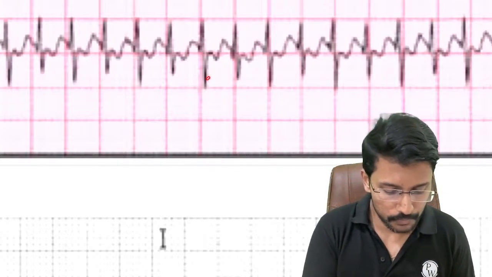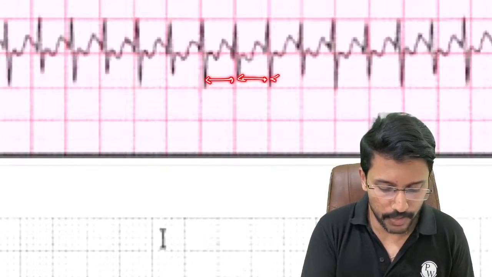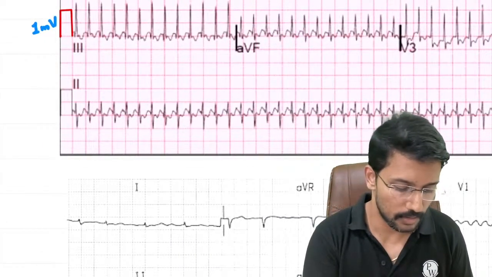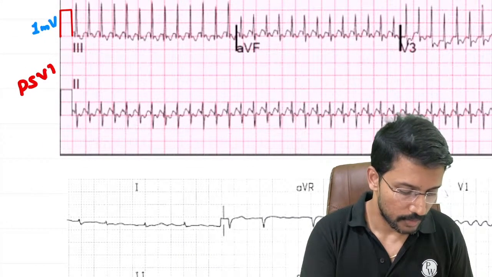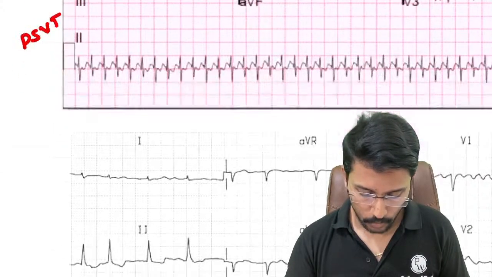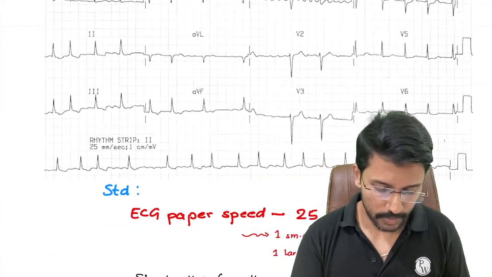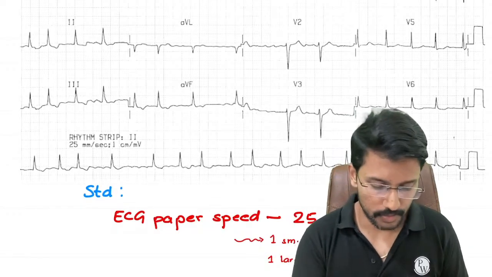So here what do we do? We look at the RR interval. Is it varying or constant? From beat to beat it is constant. So what should be our diagnosis here? It will become a case of PSVT, right? Then look at this bottom ECG, right? What do you think this is?